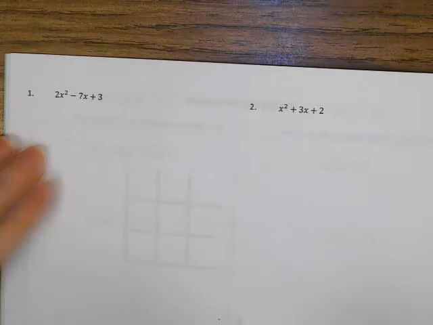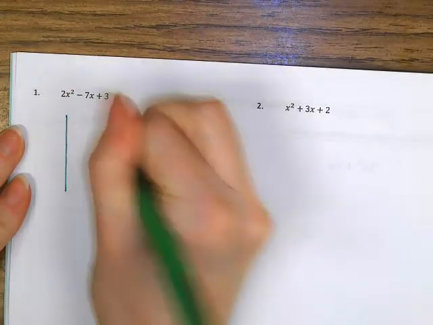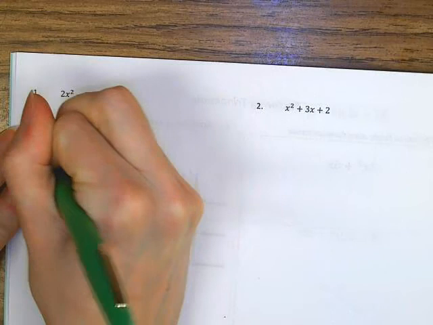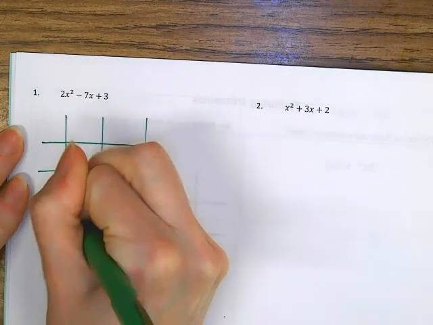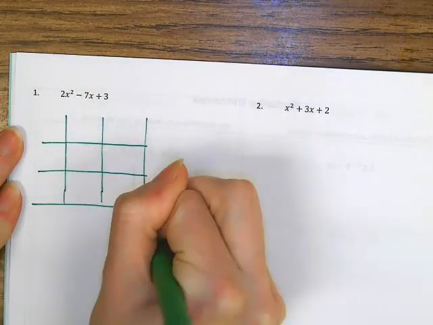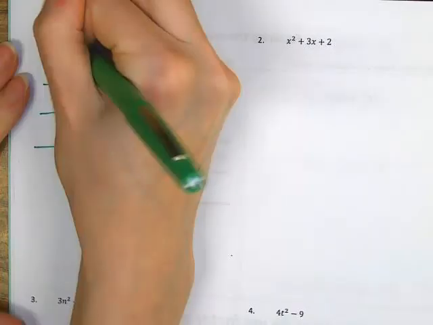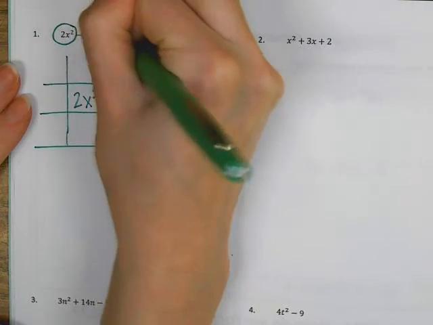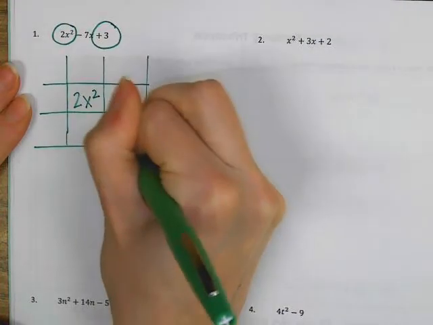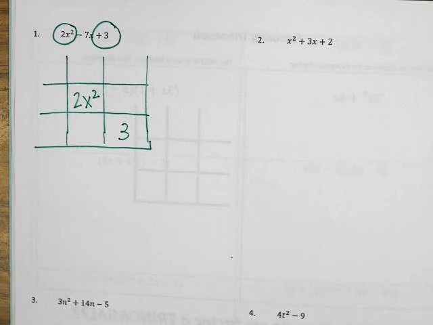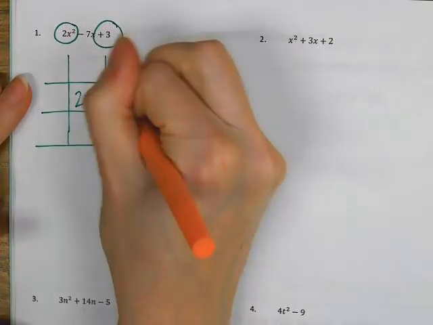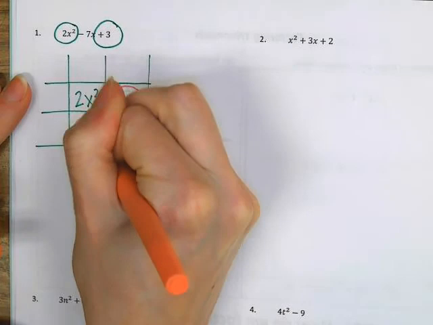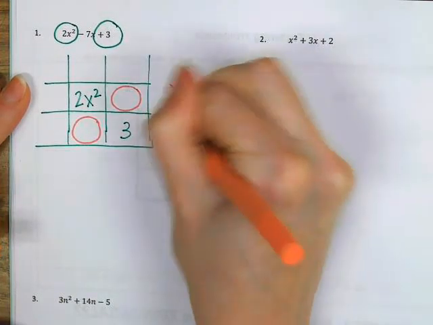So let's do number 3. No, that one's so similar. Let's do number 1. All right, so let's make our box. Okay, so the first term goes in the top left box, and the last term goes in the bottom right box. Now, we need to find the x term here and here, and we find it by making the MA table.